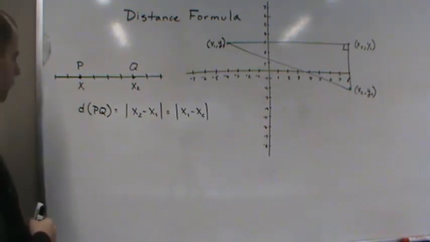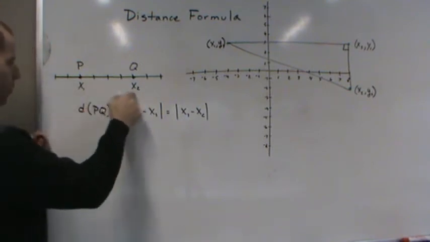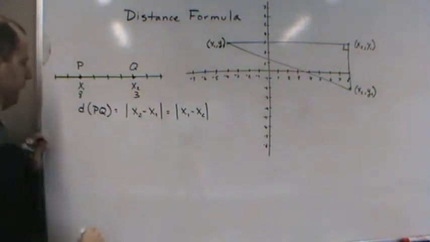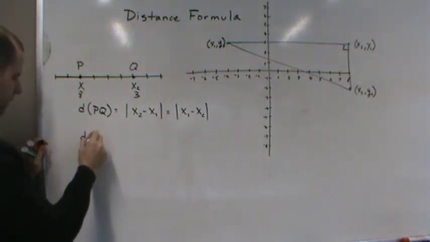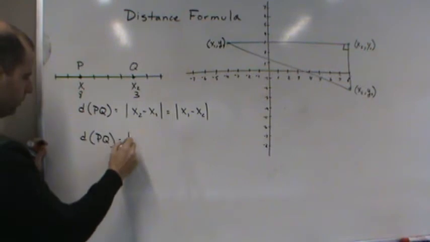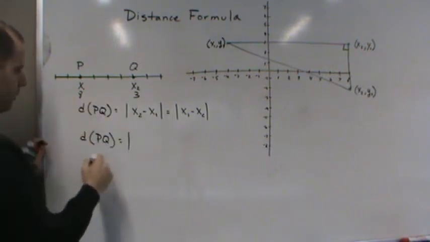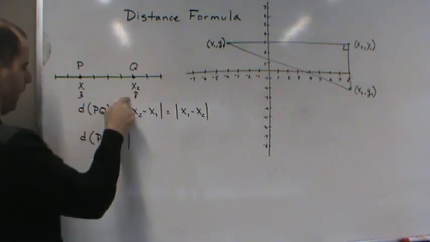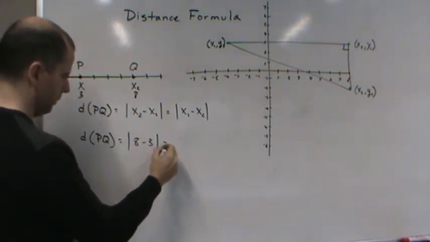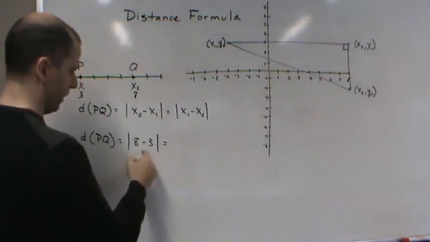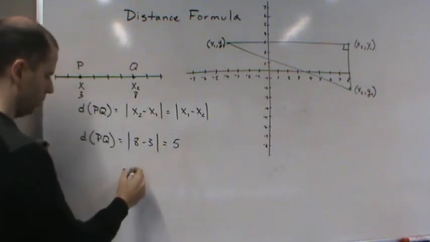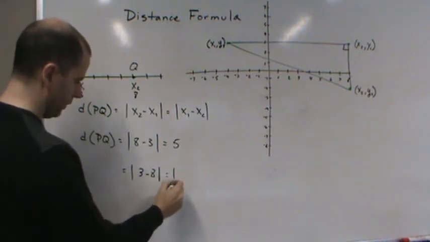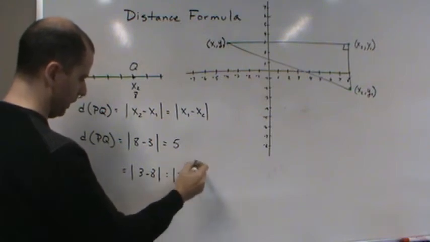So if I had, for example, let's do one on here. Let's say this is 8 and this is 3. And so we would say the distance PQ is equal to the absolute value of, well, we could do 8 minus 3, which is going to give us the absolute value of 5, which is just 5. Or we could do the absolute value of 3 minus 8, which is going to give us the absolute value of negative 5, which still gives us 5. So we get the same thing.